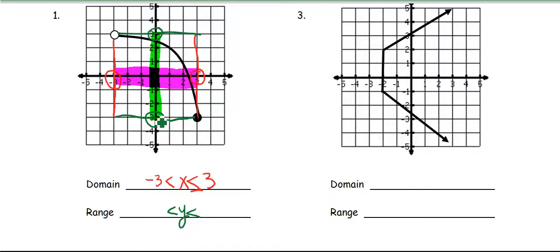So I go to my lowest one and I look, is there a solid dot? Yes. So I'm going to put it here, and I'm going to put -3 because that's my lowest y value. I'm going to go to my highest y value. That's right here. The point that matches that is this. It is not filled in, so I'm going to do that.